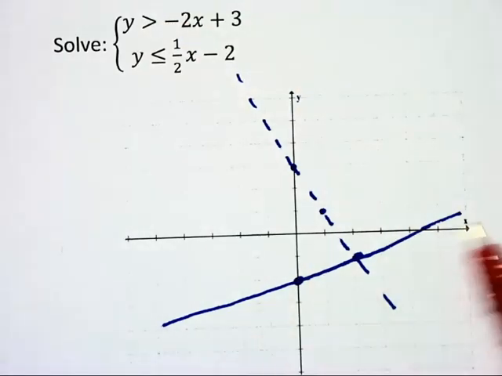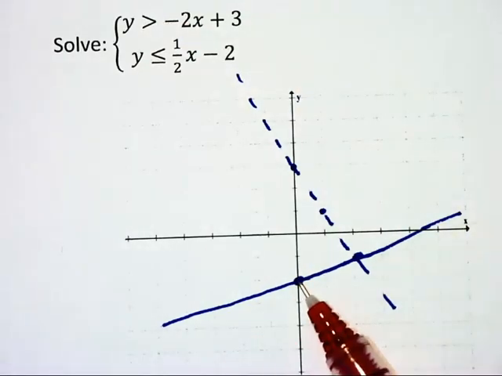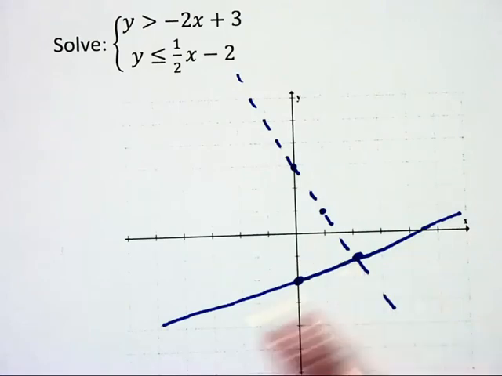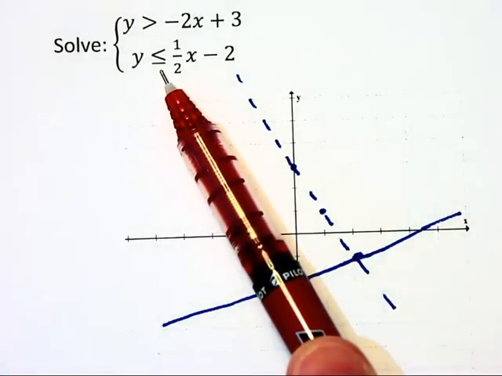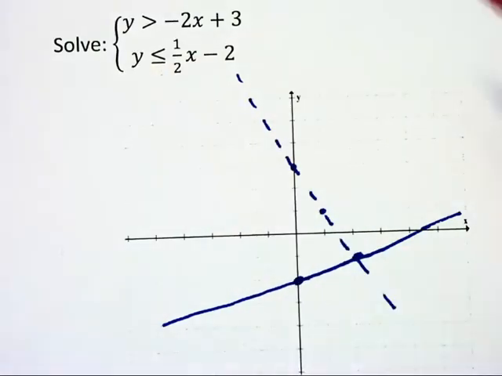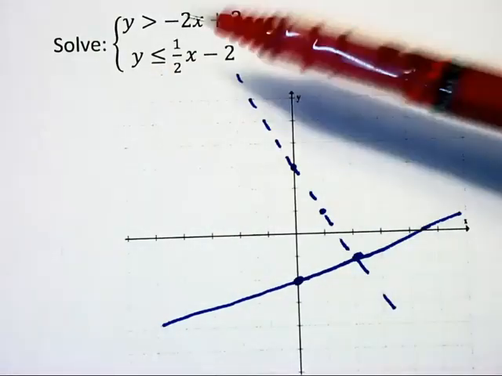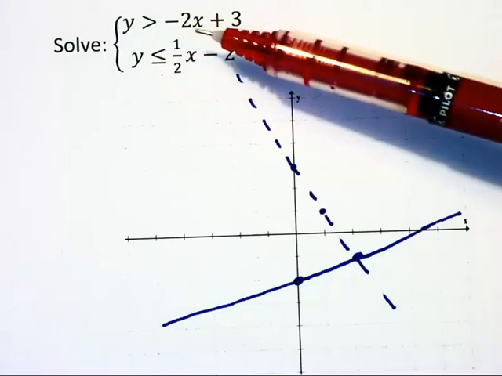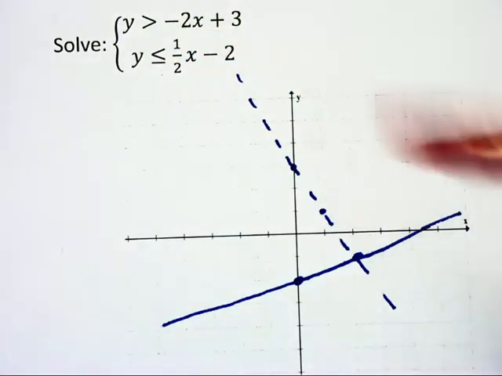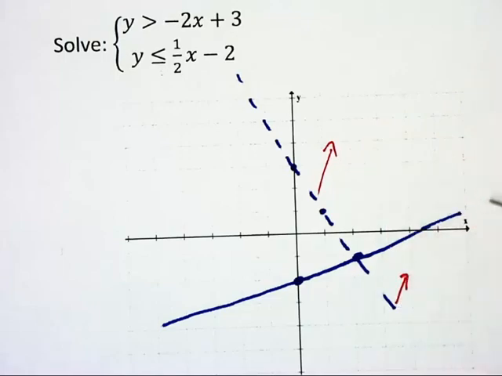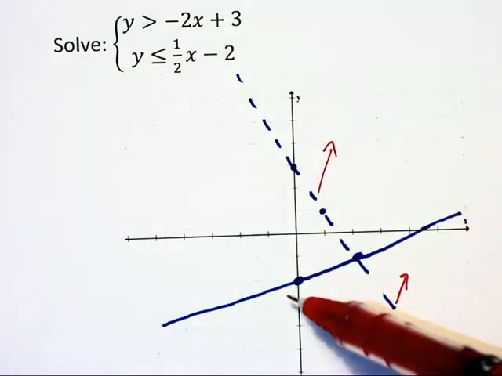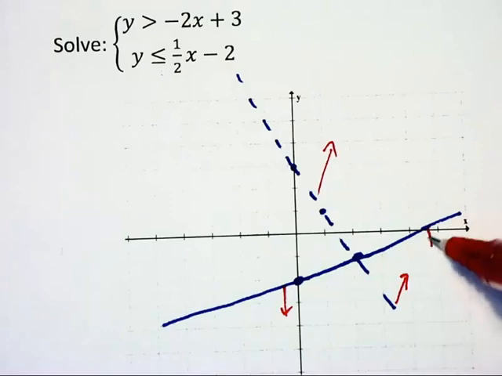But the second line, which had a y-intercept of -2 and a slope of rise 1, run 2, was a solid line because the equality was included in the inequality. Now, let's talk about the shading. Greater than means for this line with the negative slope, we will be shading above the line. However, for this other line, we will be shading below.